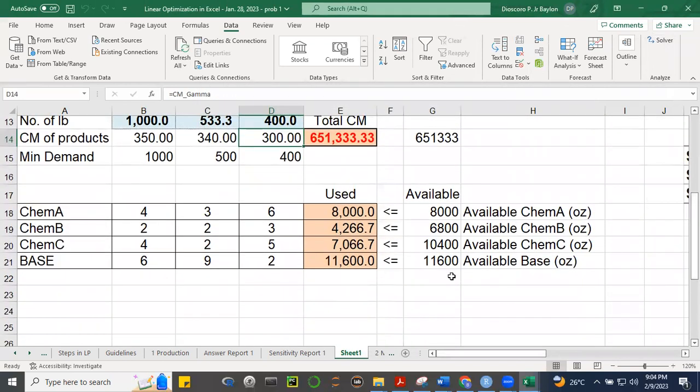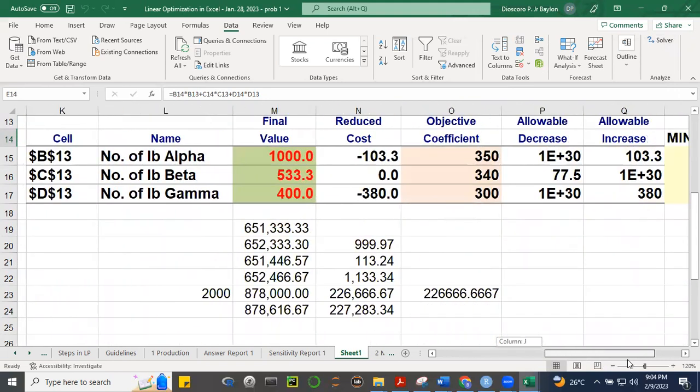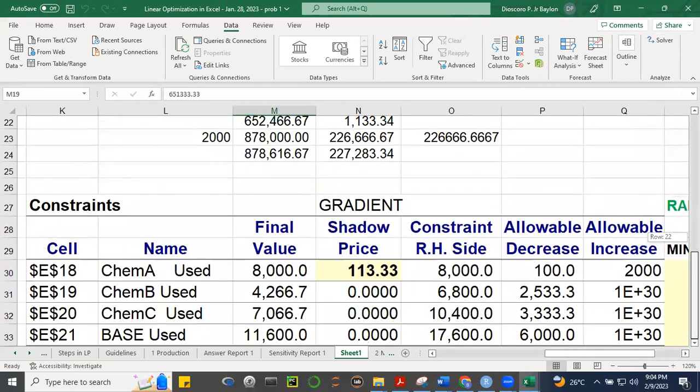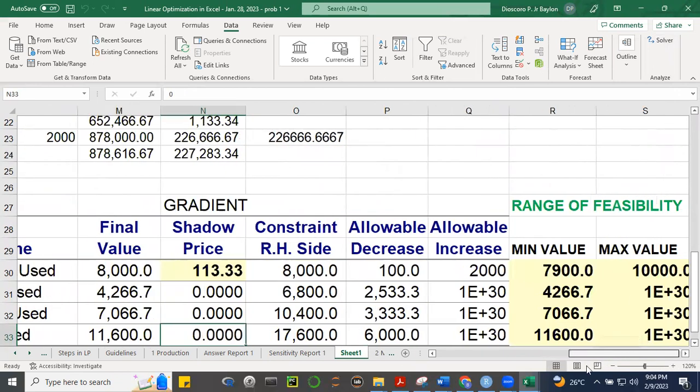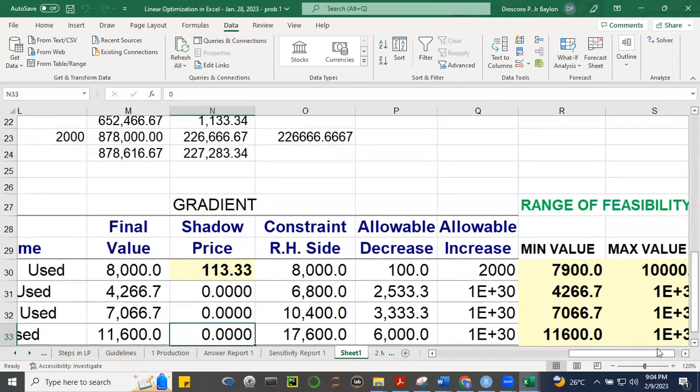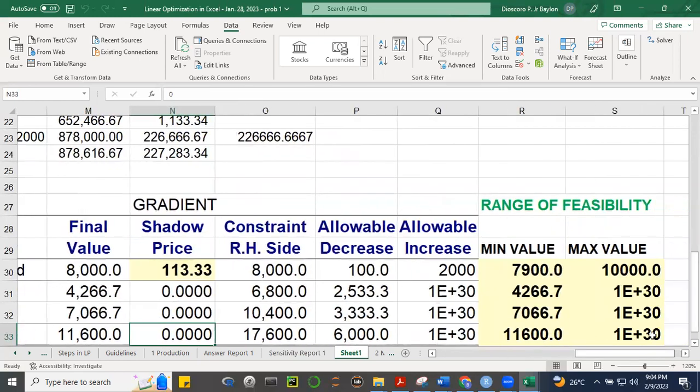Binabaan natin si base, 11,600 na. Pero yung profit natin, objective function, 651,333. Ano si 651,333? Yung original. Bakit yun pa rin? Kasi nga, class, ang shadow price ni base 0. Ibig sabihin nun, ito yung factor by which your objective function value will change within this range of feasibility.